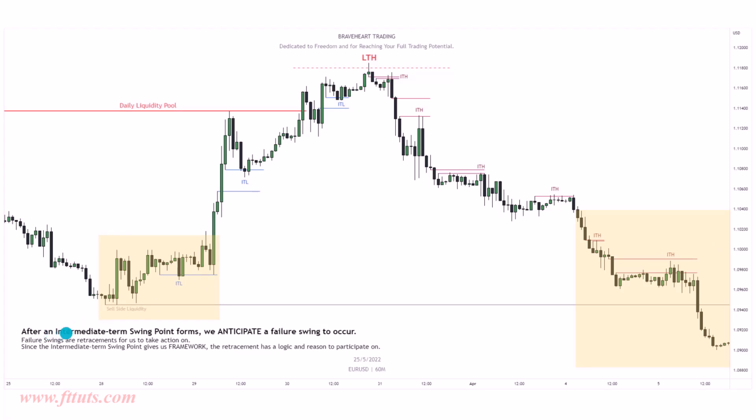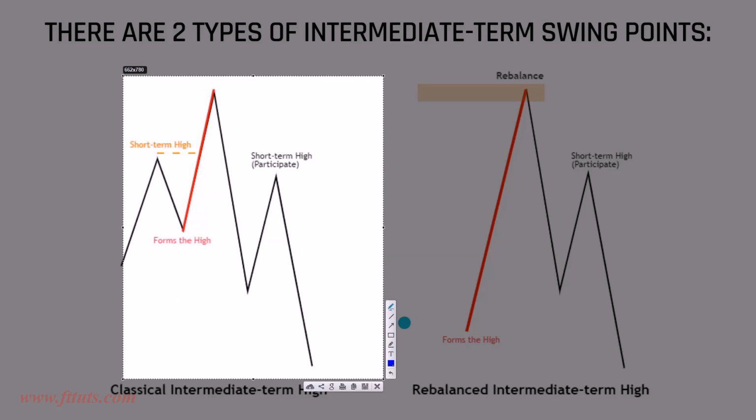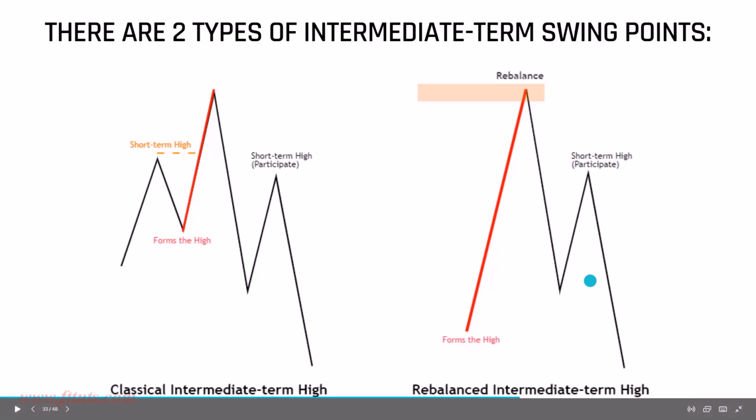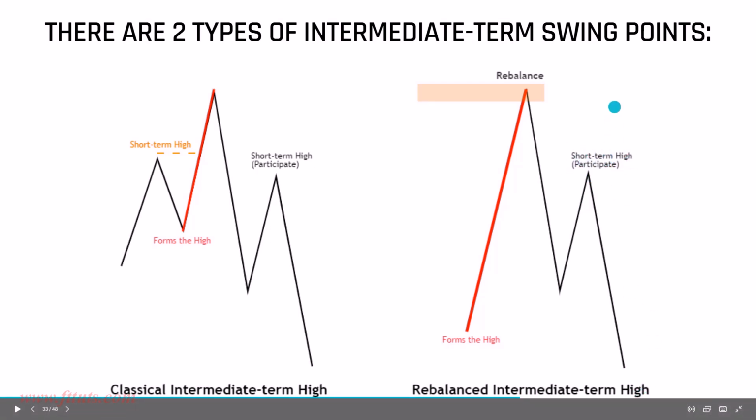So after an intermediate term swing point forms, we can anticipate a failure swing to occur. What I mean by this is, the failure swing is this. After the ICH forms here, this is the failure swing. We're expecting the failure swing to form, and we want to participate on that failure swing to trade lower. Same thing here. This is the failure swing trading higher, and we want to participate on that failure swing to trade lower, to therefore print a rebalance high and complete the swing point.